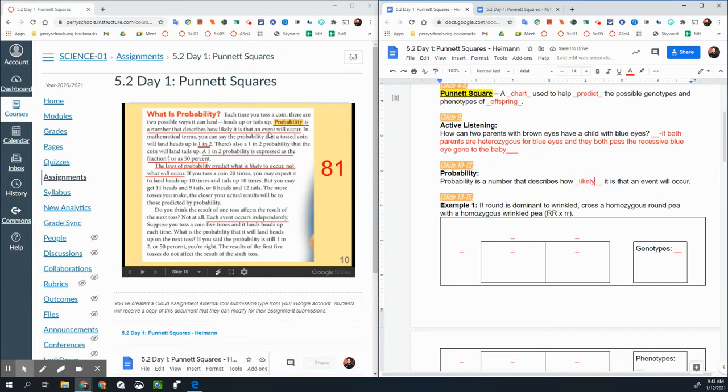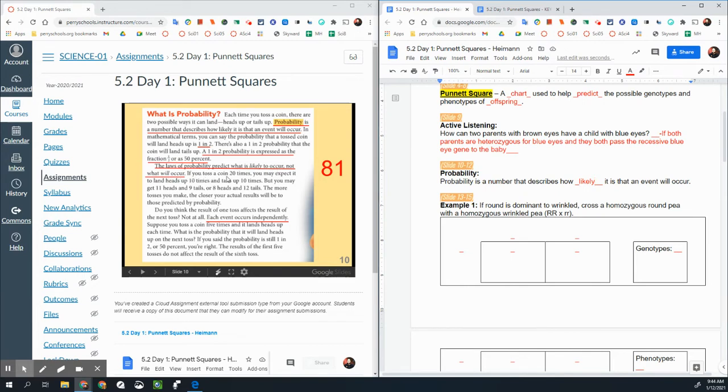Let's keep reading. In mathematical terms, you can say that the probability that a tossed coin will land heads up is 1 in 2. There's also a 1 in 2 probability that the coin will land tails up. A 1 in 2 probability is expressed as the fraction 1/2 or 50%. The laws of probability predict what is likely to occur, not what will occur.